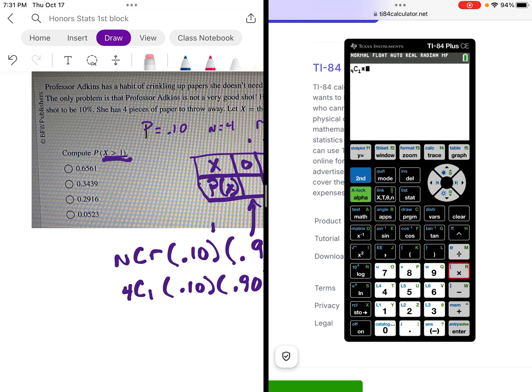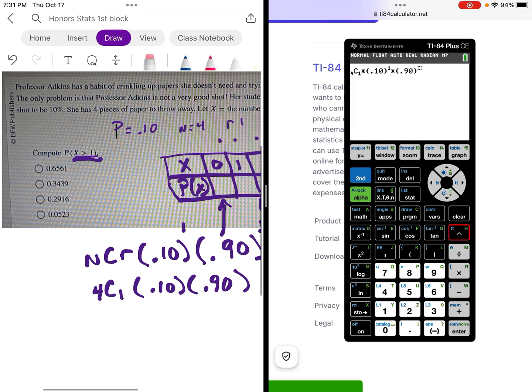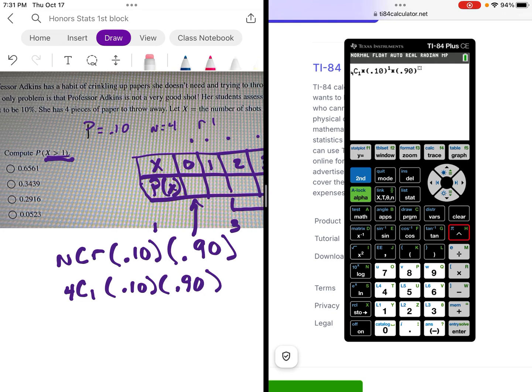Now I'm supposed to do 0.10 raised to the 1 power. So parenthesis, 0.10, parenthesis, raised to the 1 power, arrow to the side, times, parenthesis, 0.90, close the parenthesis, raised to the 3rd power. And then now I'm ready to press enter. And what I get for an answer is the decimal for the second box. And I'm going to go back and get the 1 with the 0.